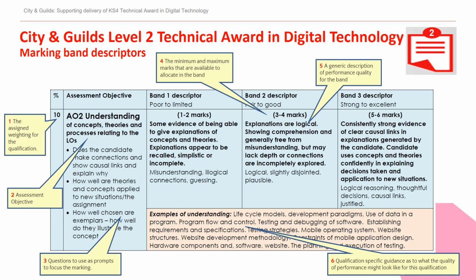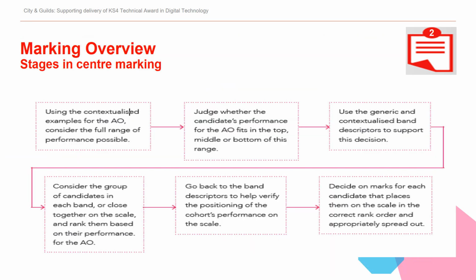Across all of our technicals, the assessment objectives are the same, but for each industry sector, we then provide extra guidance. So here you will see an example of understanding circles around life cycle models, development paradigms, use of data, program workflows, all related to the digital industry. Again, please note, band 1, band 2, band 3 are not pass, merit and distinction. And if your learners are only getting marks in band 1, they are unlikely to pass overall.